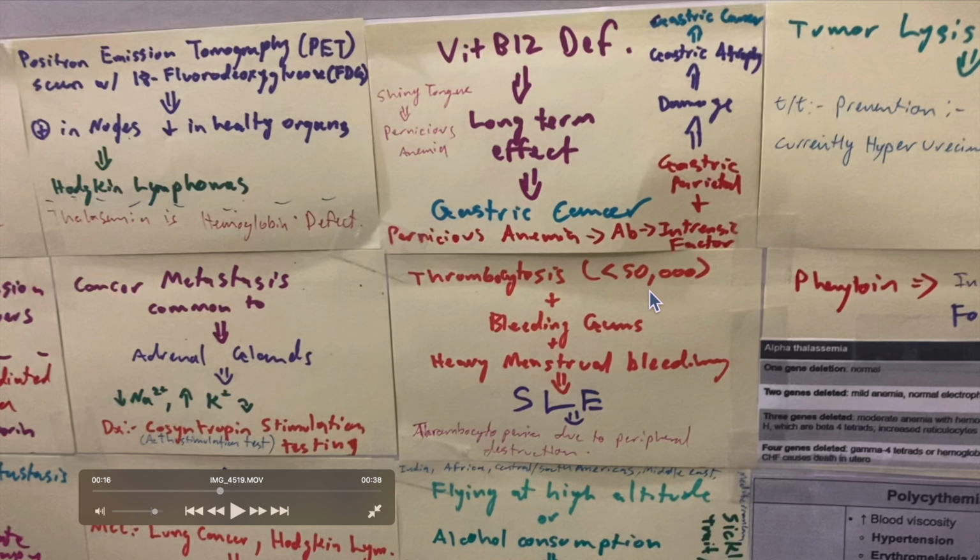Okay, so thrombocytosis, less than 50,000. That should be thrombocytopenia, I guess. So thrombocytopenia less than 50,000 with bleeding gums and heavy menstrual bleeding. Think SLE. The thrombocytopenia is due to peripheral destruction in SLE. Okay.